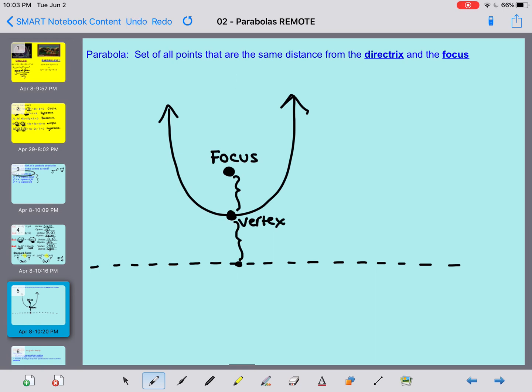Right, so this is what we call the directrix. So the directrix is a line. The set of all points, every point on the parabola, is going to be the same distance to the focus and to the directrix. So here's the point on the parabola, the vertex. It's going to be A spaces to get to the focus, and then A spaces to get to the directrix. So this vertex is smack dab in the middle of the focus and the directrix.